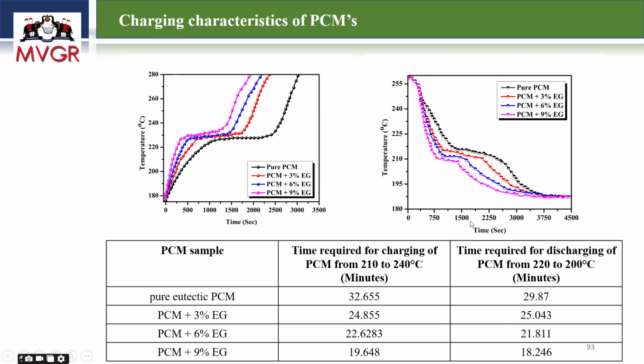Expanded graphite is nothing but carbon. This is a highly thermally conductive material. If you increase the thermal conductivity of the material, obviously my charging time will be reducing. My discharging time is also reducing.